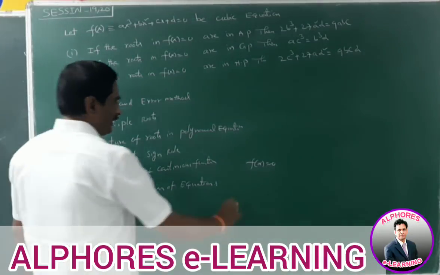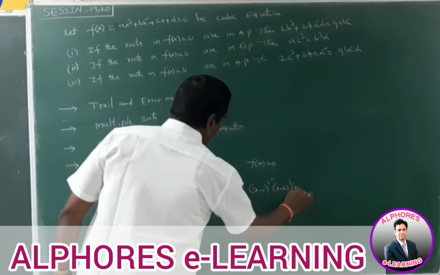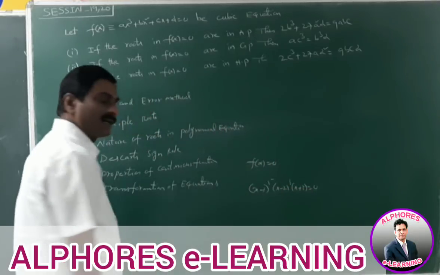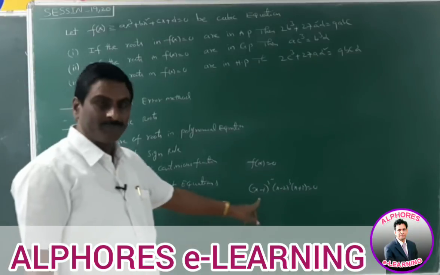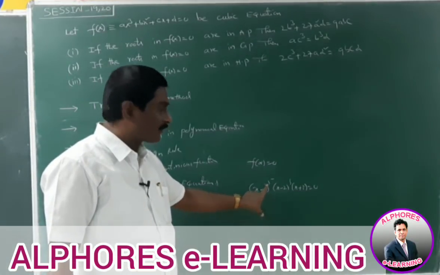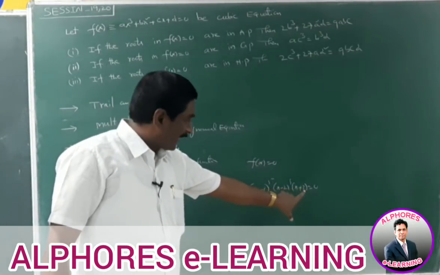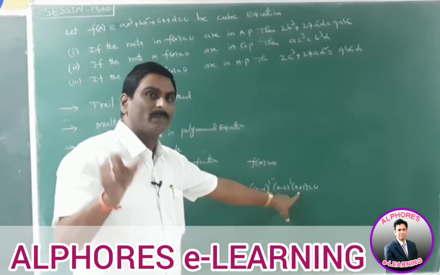Suppose (x minus 1) whole power 5 into (x minus 2) whole cube into (x plus 3) is equal to 0. It is a polynomial equation of degree 9. In this case, 1 is one of the roots and it appears 5 times. So, 1 is a multiple root of order 5. Here 2 is a multiple root of order 3. Here minus 3 is not repeated. So, it is said to be a simple root.